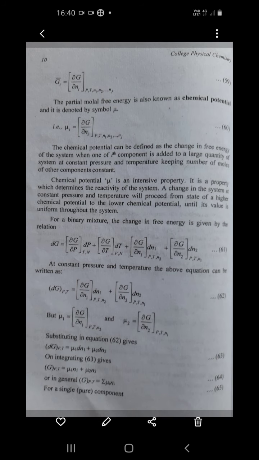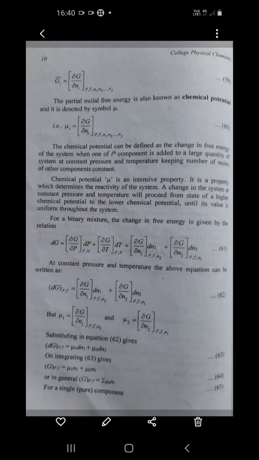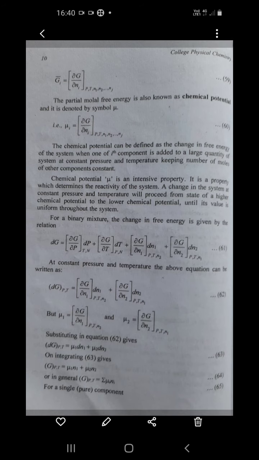For a binary mixture, the change in free energy is given by the relation. What is a binary mixture? A mixture which contains two components is called a binary mixture. There are different types of mixtures depending upon the number of components present in it. Suppose there are 3 components, then it is called a ternary mixture, and so on.